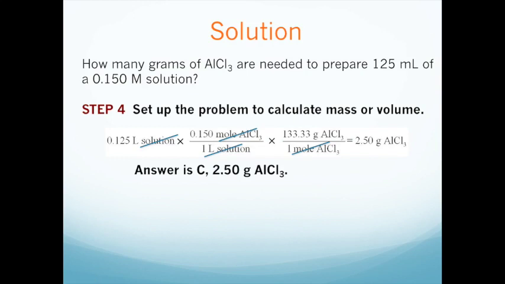Now we set up our problem. We have 0.125 liters of solution. We multiply that by the conversion factor to convert from liters of solution to moles of aluminum chloride. So liters of solution cancel. Multiply 0.125 times 0.15. And then we also multiply by the formula mass to get the mass of aluminum chloride. Moles of aluminum chloride cancel. And we calculate it out to be 2.5 grams. So the answer is C. You need 2.5 grams of aluminum chloride to prepare 125 milliliters of a 0.15 molar solution.